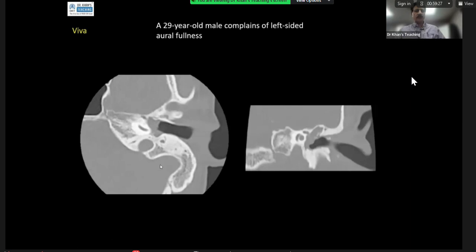This is a coned down CT image of the inner ear.